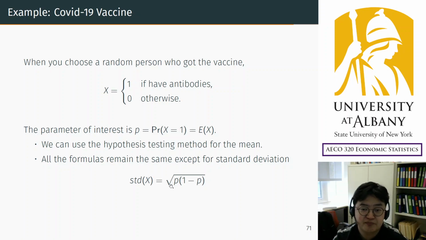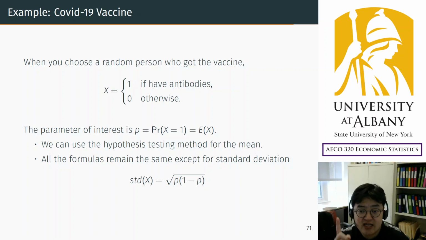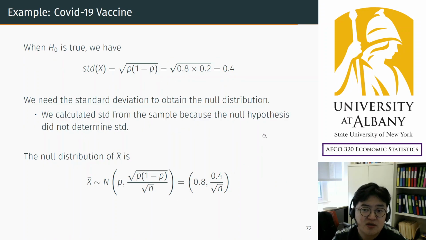But now, the standard deviation is also implied by your belief. So you have to use the belief to calculate the standard deviation. That is the only difference. Okay, keep that in mind. So remember, binary distribution has standard deviation of this form. So under your belief of 80% probability, the standard deviation must be 0.4, right? So your belief implies standard deviation is 0.4.